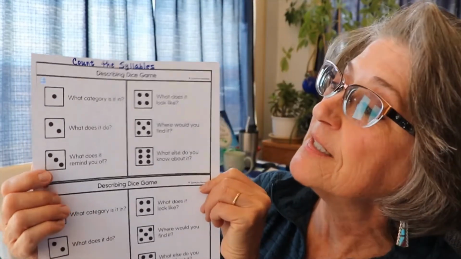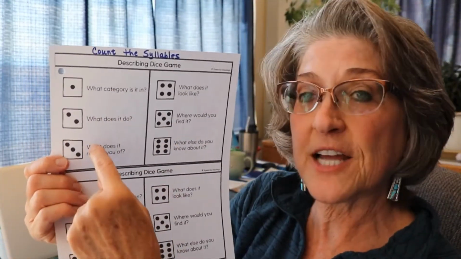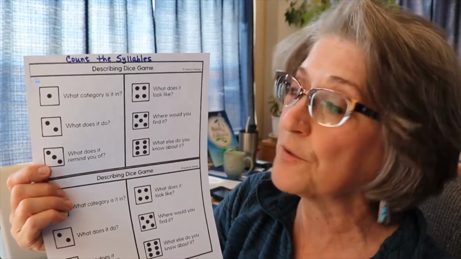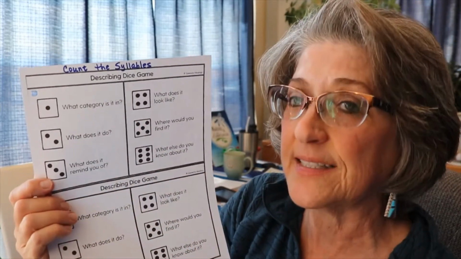And there's also a dice game for count the syllables. So here again, get out your dice, and you can have your child roll, and if he rolls a 1, ask him, what category is it in? Make it a game.